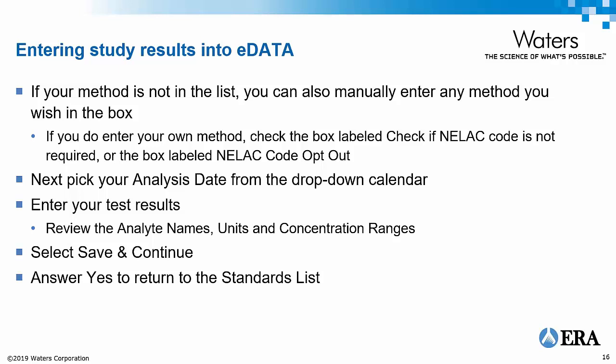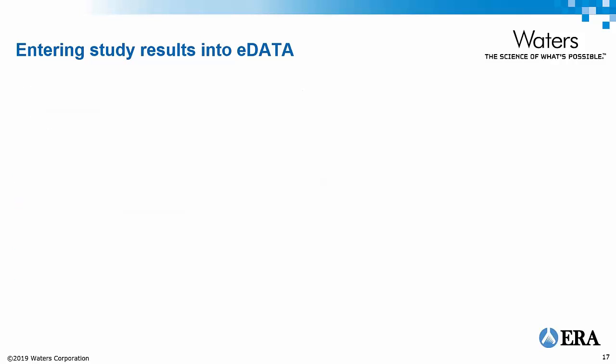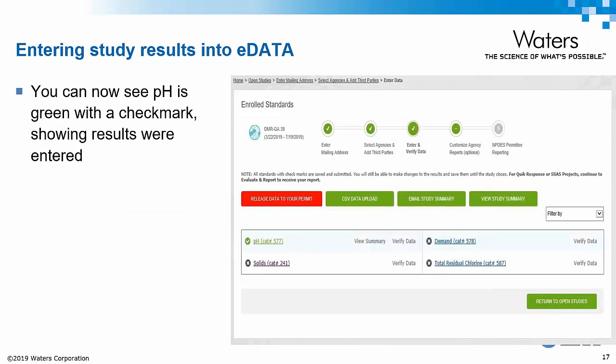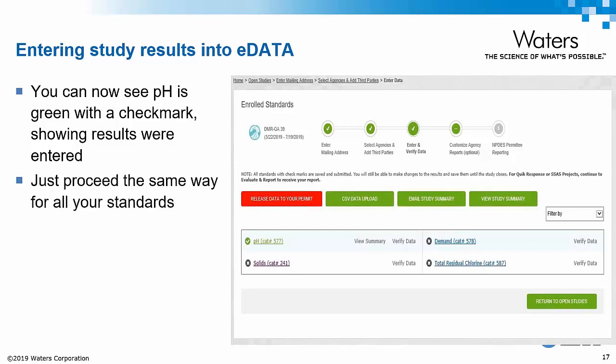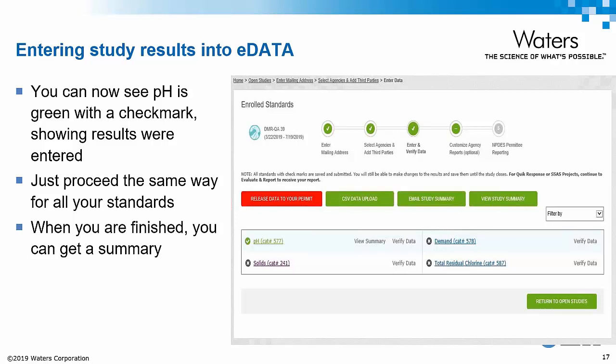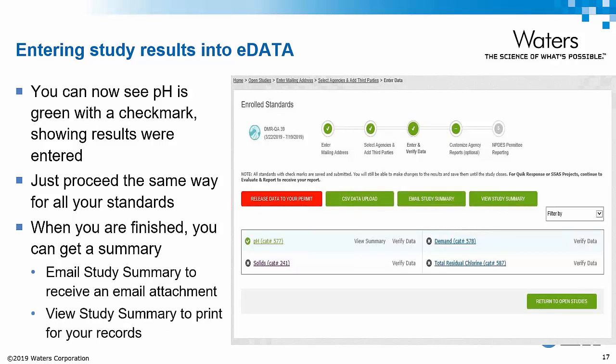As we go back to the standards list, you can now see pH cat number 577 is green, has a nice little check mark. We're done with pH. You would just proceed the same way for all of your standards. When you're finished, you come back to this standards list and you can get a summary of what you just entered using the two green buttons labeled Email Study Summary to receive an email attachment, or the View Study Summary button to print one out for your records.